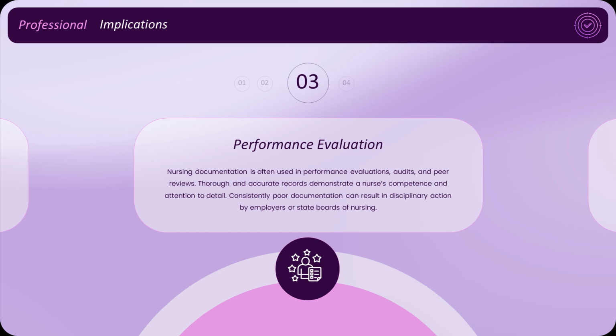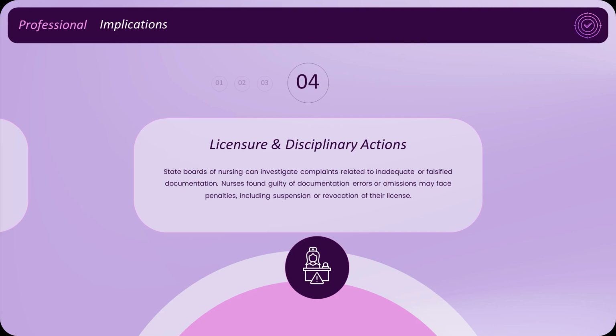Consistently poor documentation can result in disciplinary action by employers or state boards of nursing. State boards of nursing can investigate complaints related to inadequate or falsified documentation. Nurses found guilty of documentation errors or omissions may face penalties, including suspension or revocation of their license.